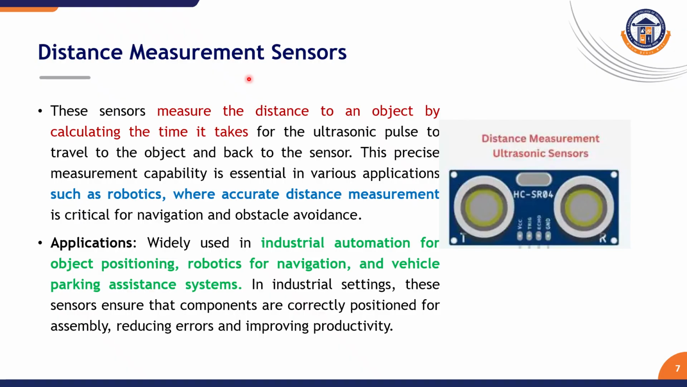Distance measurement sensors will measure the distance to an object by calculating the time it takes for the ultrasonic pulse to travel to the object and back to the sensor. They are mainly used in applications such as robotics where accurate distance measurement is needed, and also in industrial automation for object positioning, robotics for navigation and vehicle parking assistance systems.